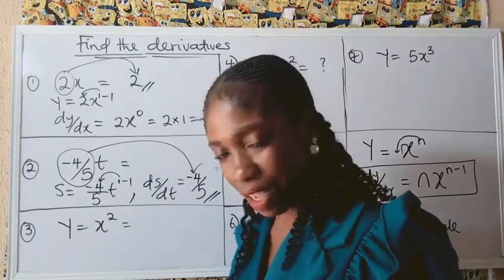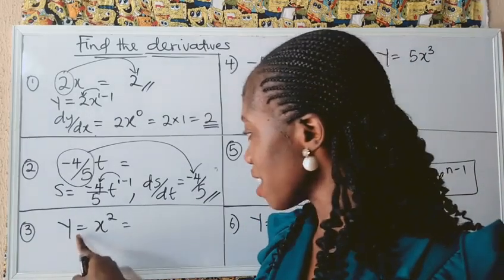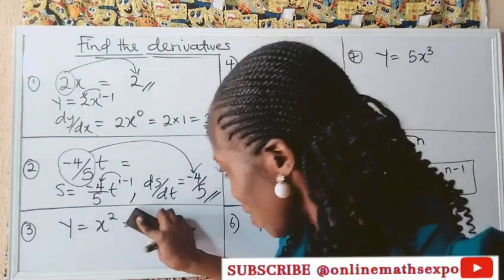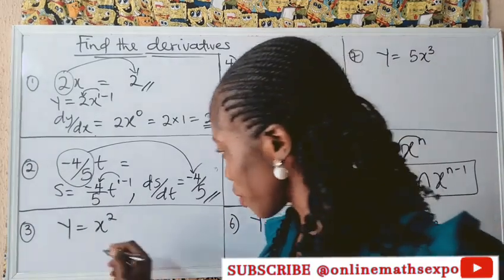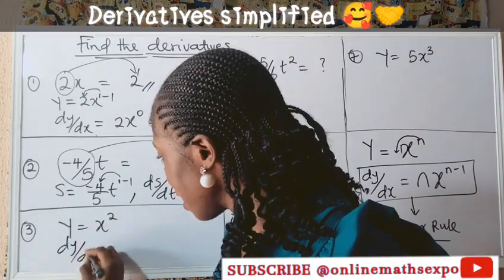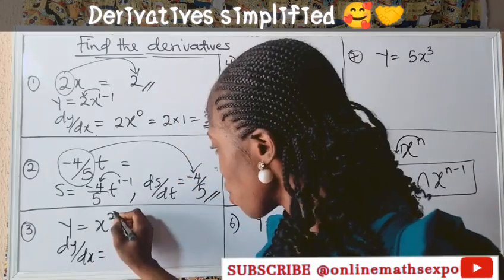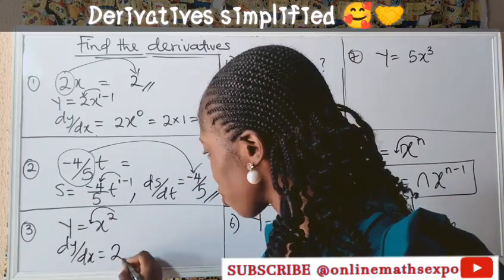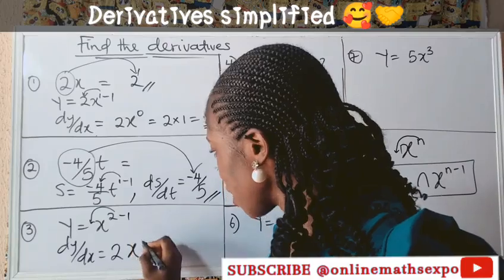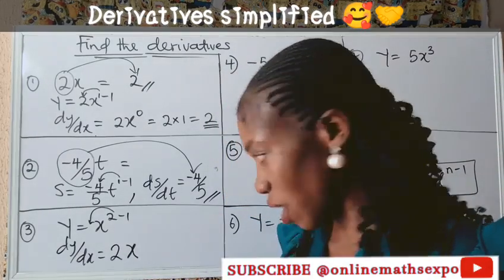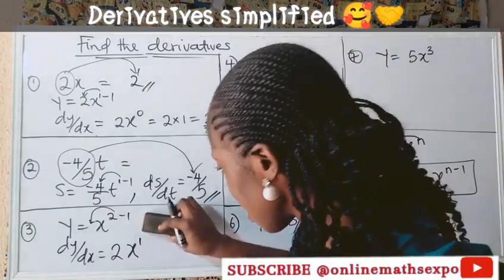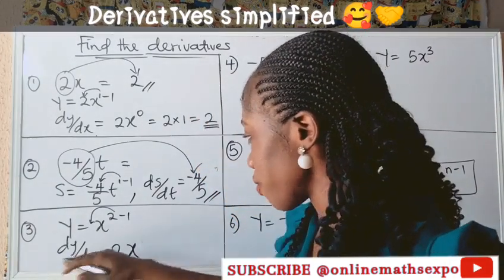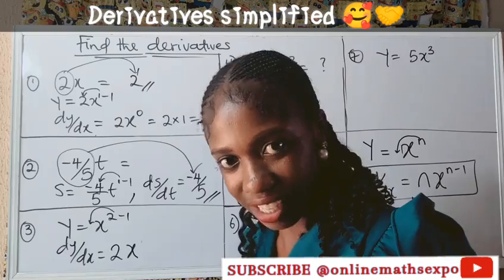Now let's go to example 3. y is equal to x squared. So in our power rule, multiply and remove. So we are going to have dy dx is equal to, use this to multiply, we have 2x, remove 1, and 2 minus 1 is 1. So it means x to the power of 1, and x to the power of 1 simply means x. So if I differentiate this, I'm having 2x.